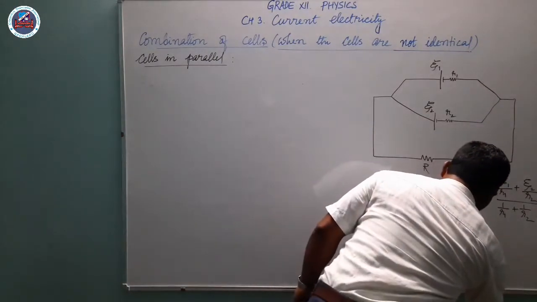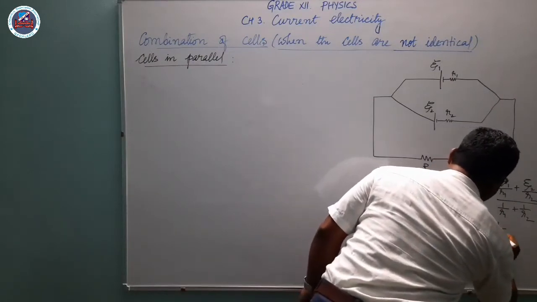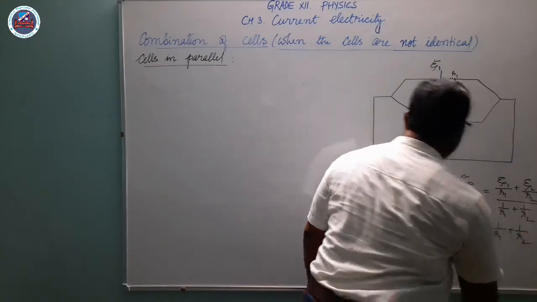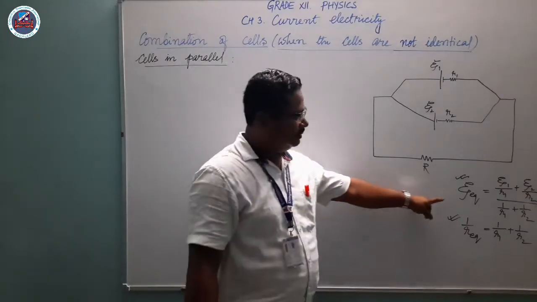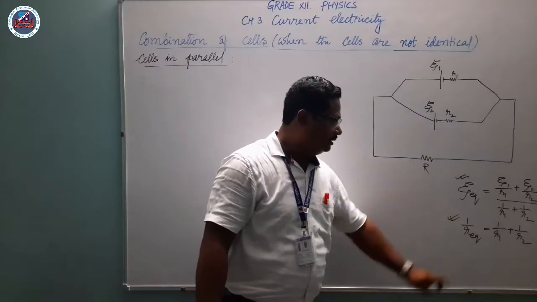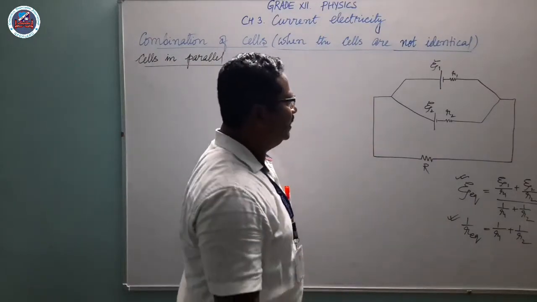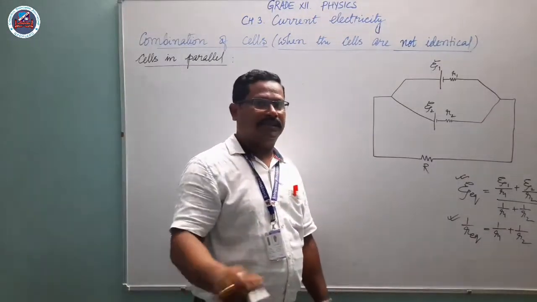Then for R equivalent, 1 by R equivalent is 1 by R1 plus 1 by R2. These are the things we should keep in mind. Now let us see how we get this equivalent EMF and equivalent resistance when the cells are connected in parallel. Here we have to apply Kirchhoff's rules.